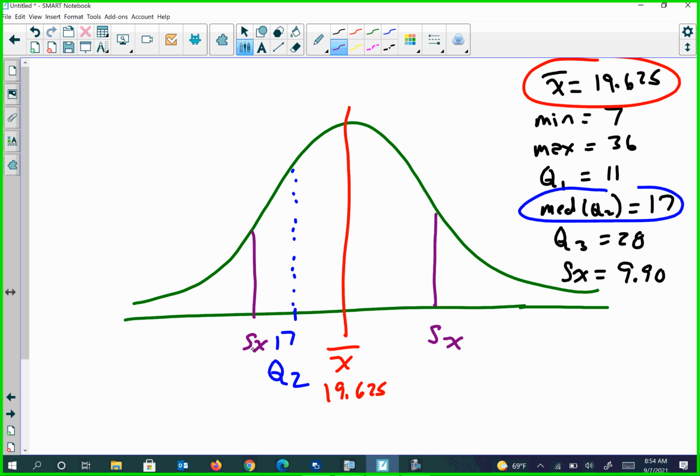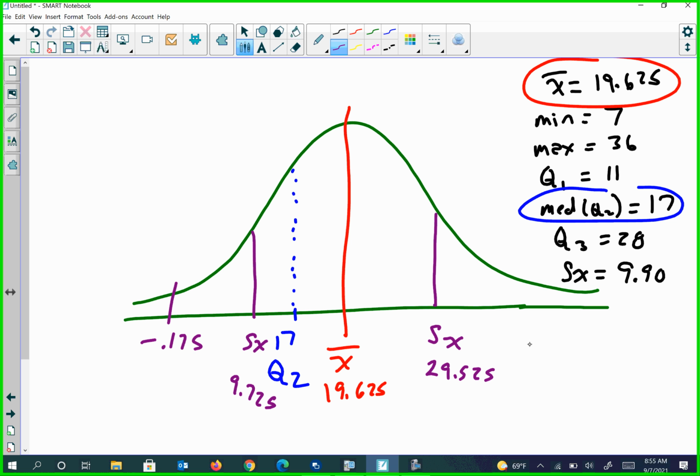Somebody have a calculator handy? So if you have a calculator, will you go 19.625 plus 9.9? 29.525? Yeah. Will you do the same thing? 19.625 minus 9.90? 9.725. Okay. You still have the 9.725 on your calculator? Will you subtract 9.90 from that again? So 9.725 minus 9.90. Negative 0.175. Okay.